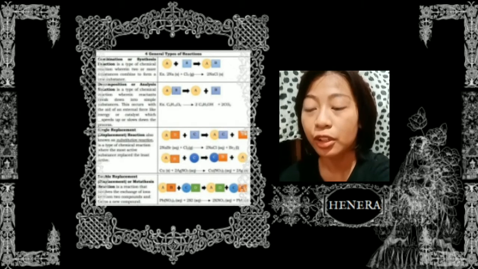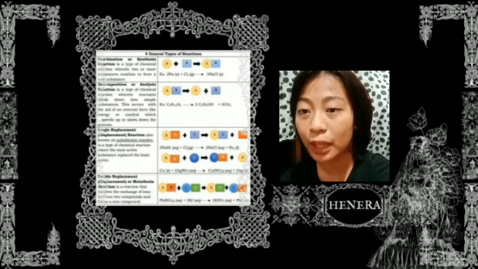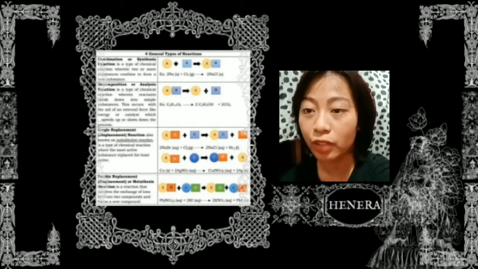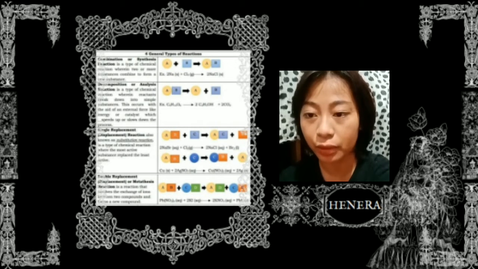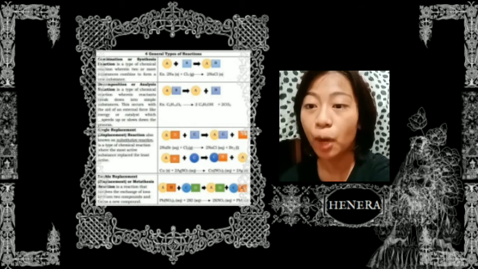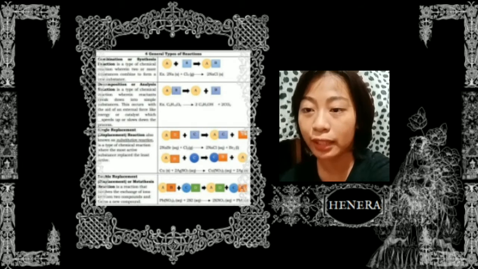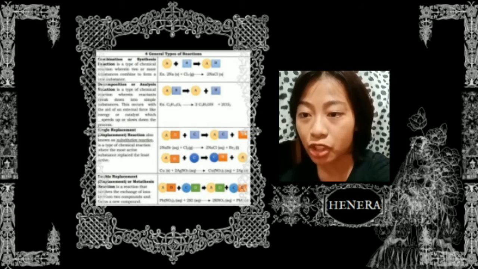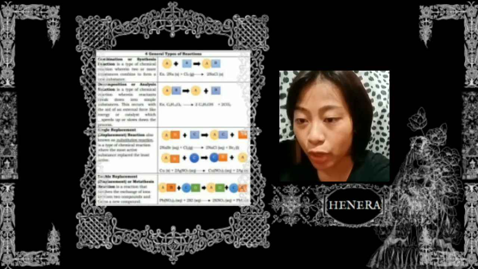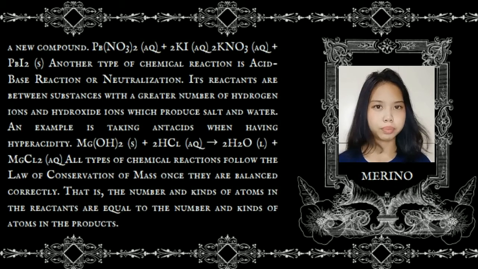The third is single replacement or displacement reaction, also known as substitution reaction. It is a type of chemical reaction where the most active substance replaces the least active. And last but not the least, double replacement, displacement, or metathesis reaction is a reaction that involves the exchange of ions between two compounds and forms a new compound.